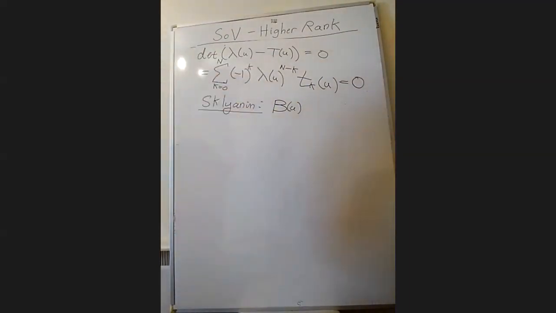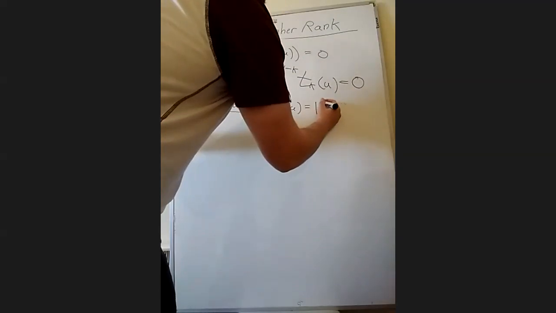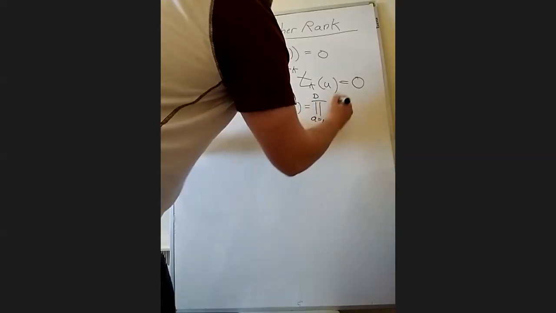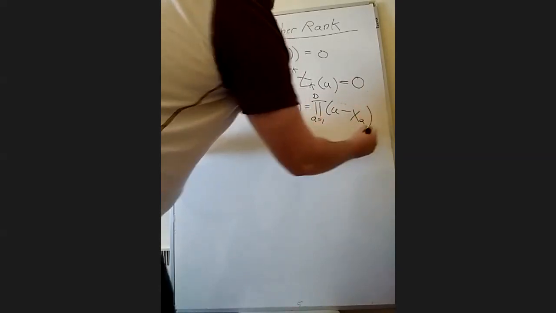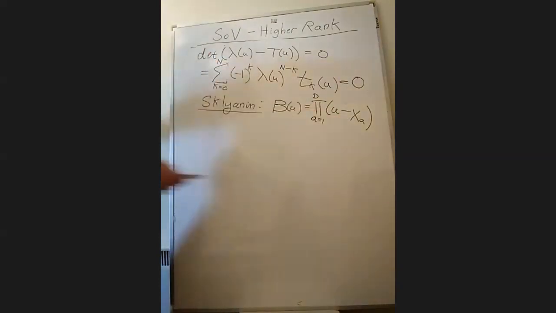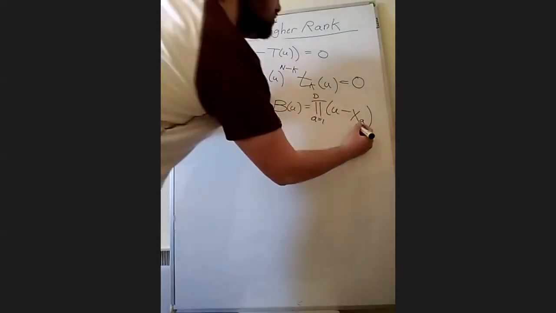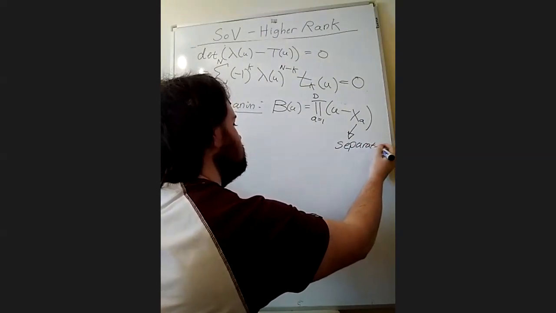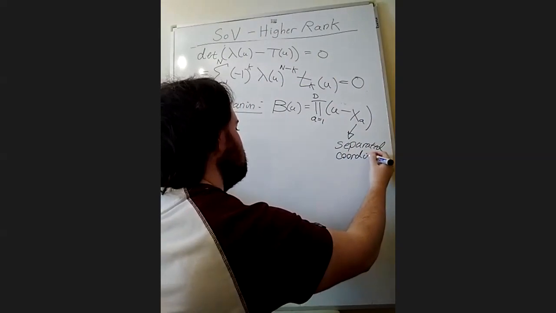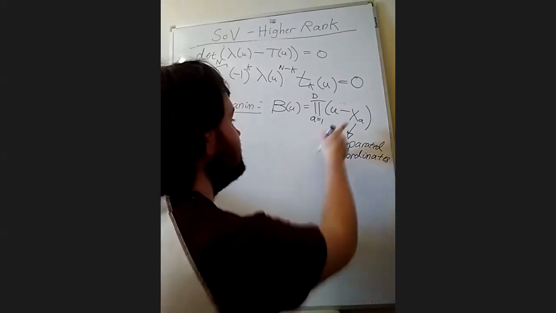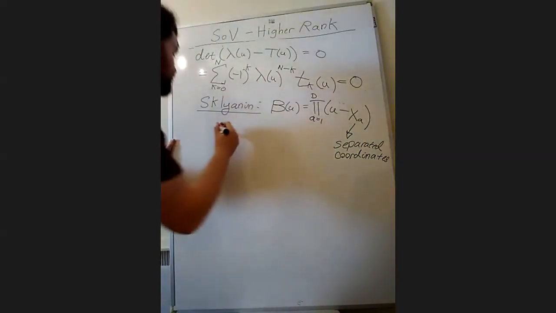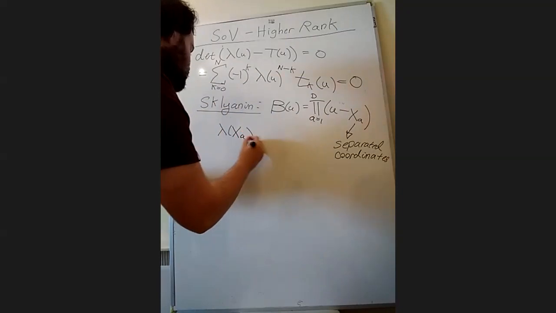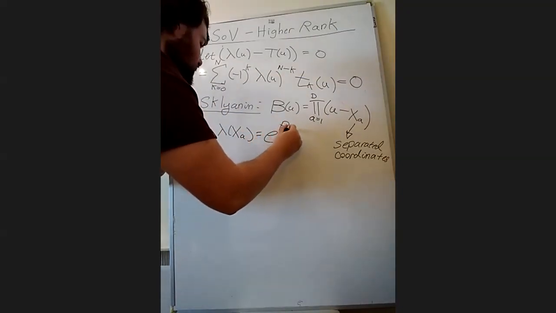So it's just some polynomial function in T_ij, which, since it's polynomial, it has roots. So let's say product over a equals 1 to d of u minus x_a. So it has some functions as its roots, and Sklyanin's procedure and construction tells us that these roots are actually separated coordinates. And that the conjugate momenta are related to these separated coordinates in the following way. So we take an eigenvalue and evaluate it at x, and we get the exponent of canonically conjugate momenta.